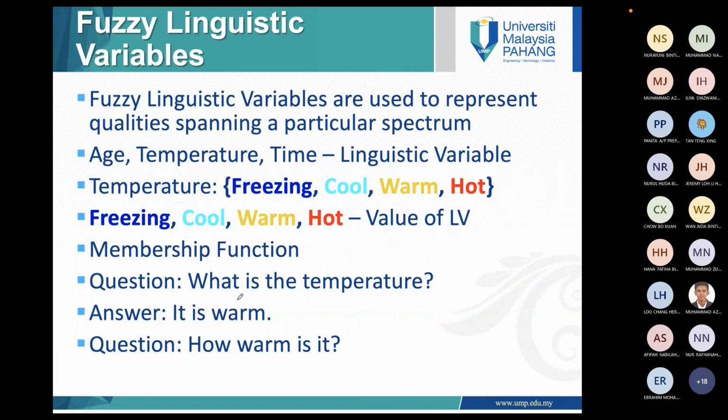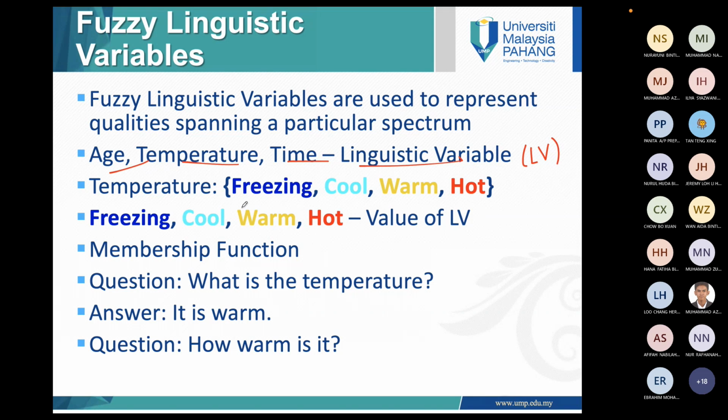Now, fuzzy linguistic variables. Fuzzy linguistic variables are used to represent qualities spanning a particular spectrum. Let's say we have age, temperature, time. This is what we call linguistic variables.